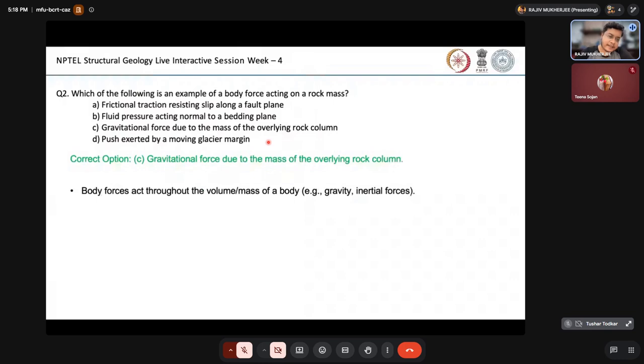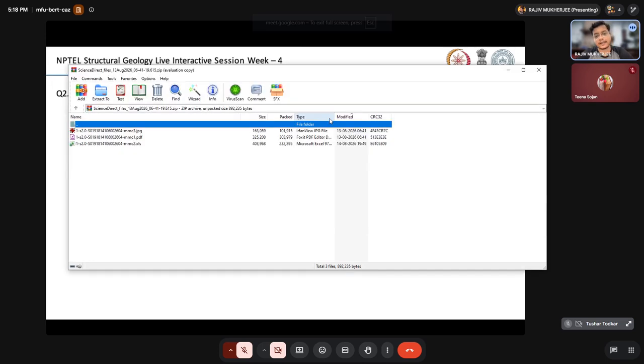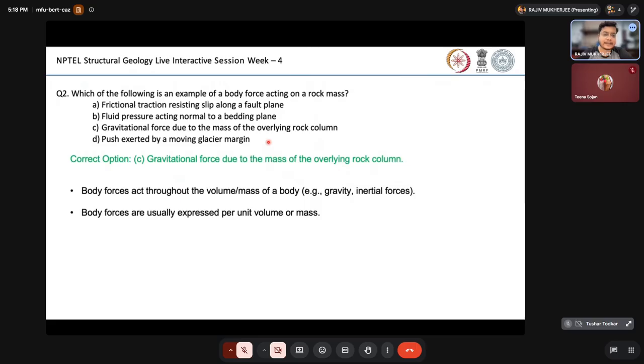Body forces act throughout the volume or the mass of a body, just like gravity or inertial forces, right? And body forces are usually expressed per unit volume or mass. So if you consider gravity, the formula goes like this: gravitational force is equal to the gravitational constant multiplied by the mass of one object into the mass of the other object, and you divide the entire thing by the square of the distance.